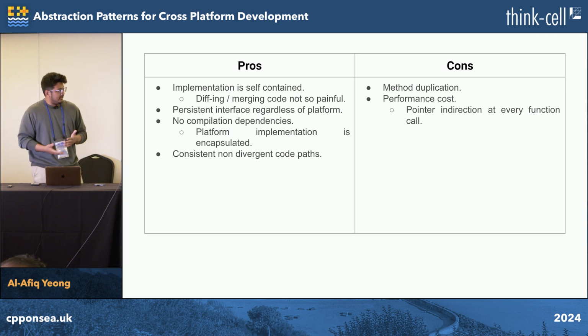But there are disadvantages to using PIMPL. You still get method duplication, which is the same problem that we had with runtime polymorphism. And there is a performance cost to it, right? Instead of a vtable, you now have a pointer indirection at every single function call.